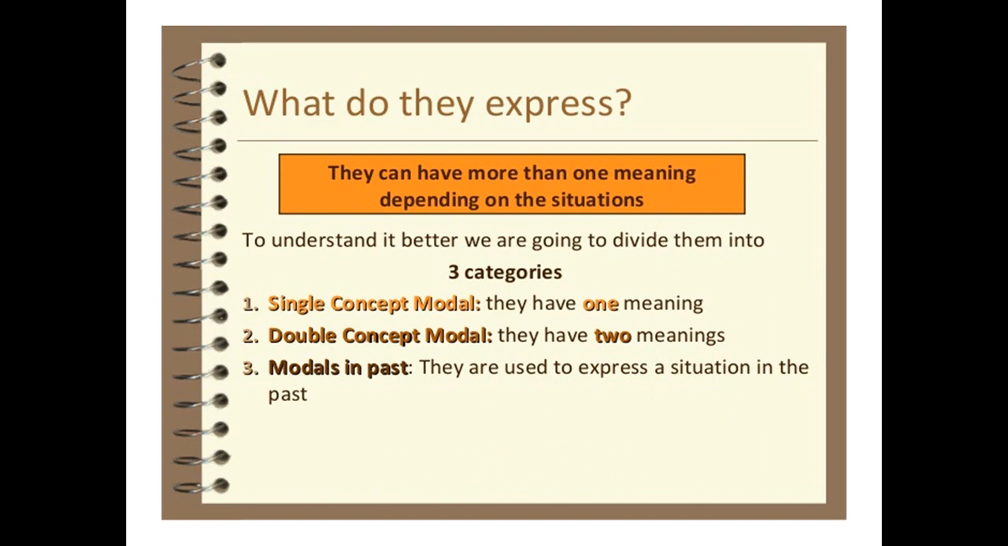What do they express? They can have more than one meaning, depending on the situations. To understand it better, we are going to divide them into three categories. So, first category, single concept modals. Here they have one meaning. Next, double concept modals. They have two meanings. And the third category, modals in past. Here they are used to express a situation in the past.